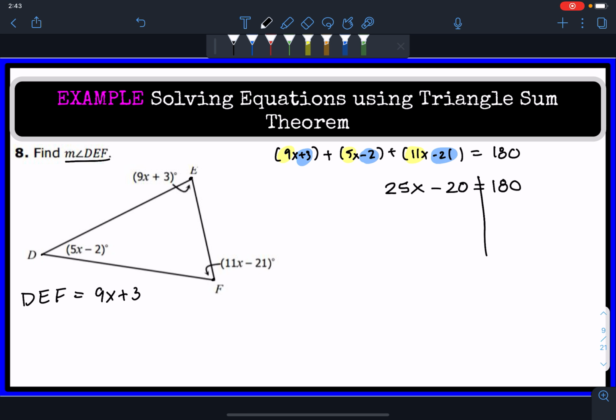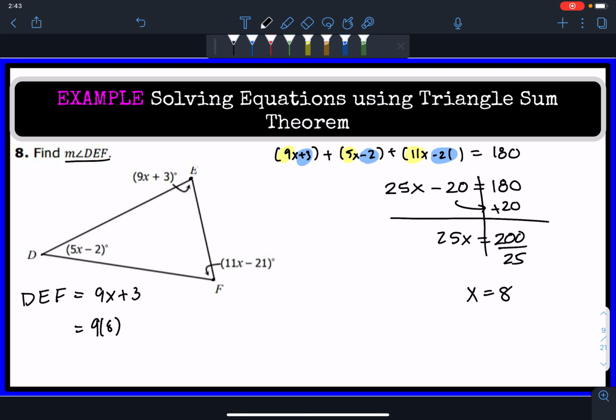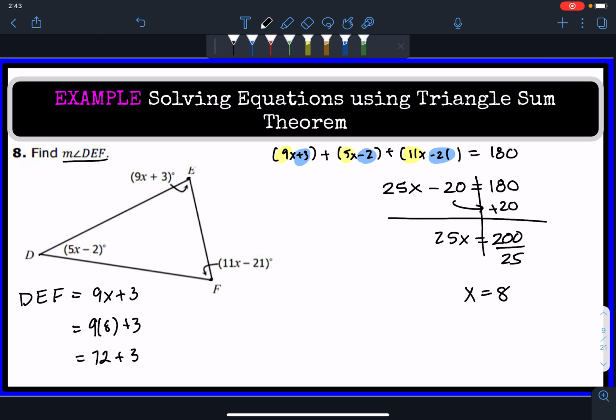And then solving our equation, we'll add 20 to both sides. So 25x is equal to 200. Then dividing by 25, x is equal to 8. So with the value of x being 8, I can now plug that into my expression here. And I get 72 plus 3, which is equal to 75. So that's the measurement of angle DEF. The measurement of angle DEF is going to equal 75 degrees.